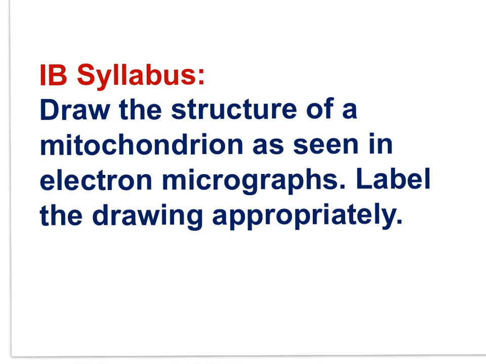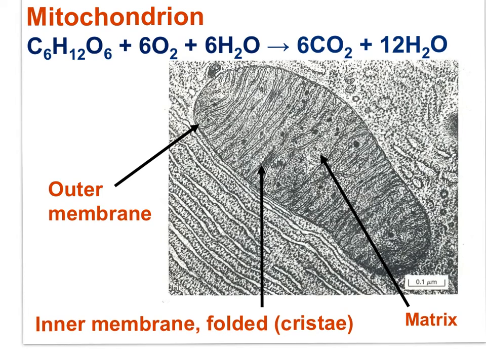Here is the next IB syllabus statement for all students. Draw the structure of a mitochondrion as seen in electron micrographs. Label the drawing appropriately. You've seen this image already. Cell respiration has an input of an organic molecule, glucose. As well, cell respiration requires an input of oxygen. Carbon dioxide and water are the products to be released as waste from the cell.